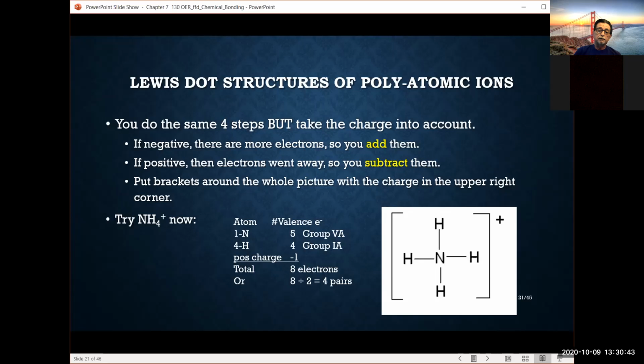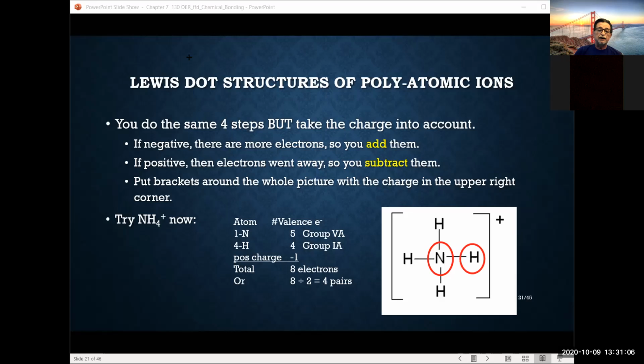Where are we at? Notice that the nitrogen has an octet, there are 8 valence electrons around it, and each hydrogen has a duet. So the hydrogen and the nitrogen are happy. We still have the 4 pairs that we had to work with. We didn't add anything or lose anything.